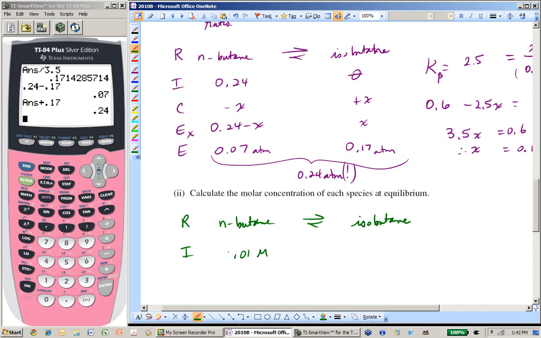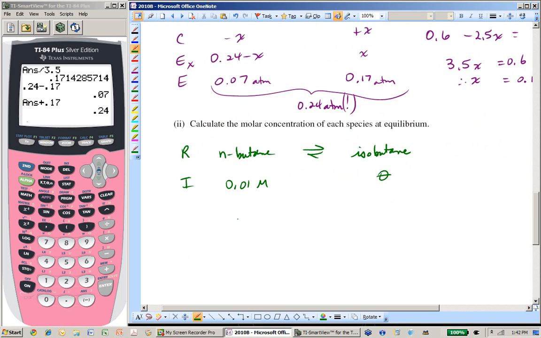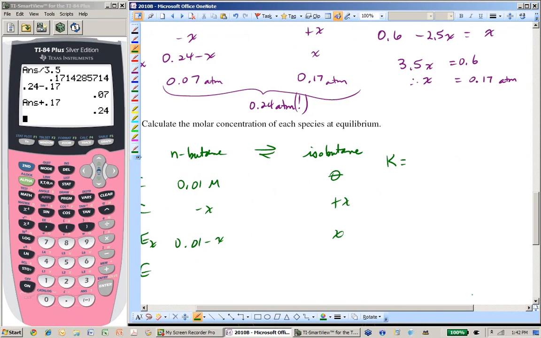0.01 molar. Minus x, plus x, x. 0.01 minus x, x, E. K equals, still 2.5. Remember Kp equals Kc? The change in the number of moles here is nothing. So K equals 2.5, which equals x over 0.01 minus x.